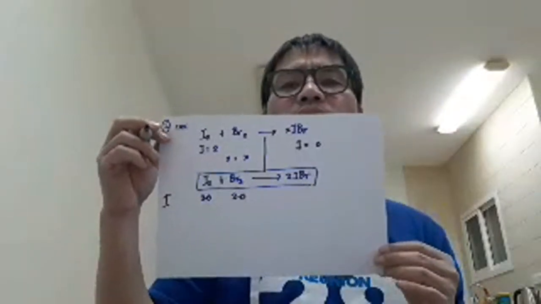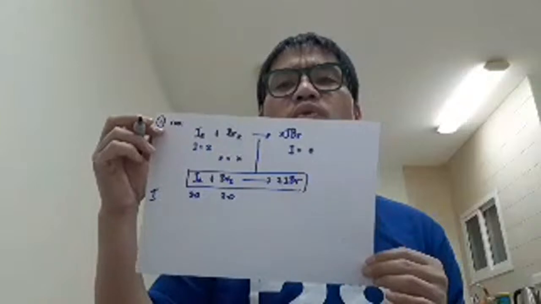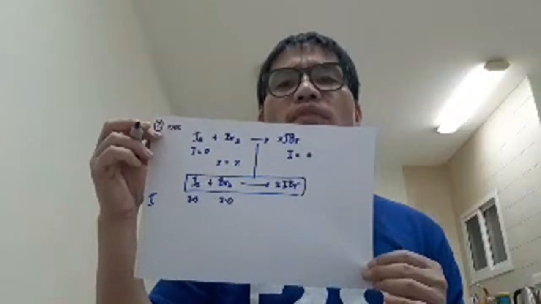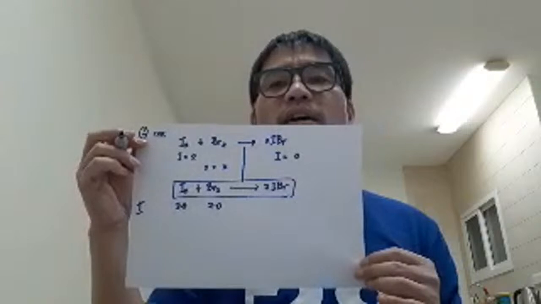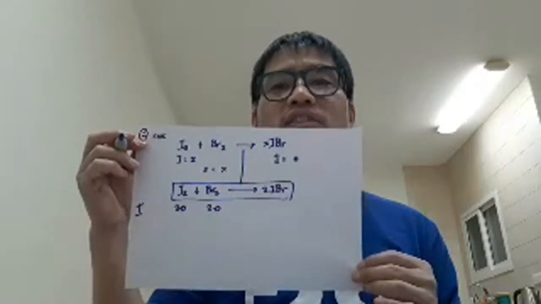If it is not balanced, then it will be a problem in the ICE method. Okay, like this. ICE method, initial, go. I2, it's mentioned that there is 2 molar, so it's 2. Bromine, 2 also. Our IBr is nothing in the initial, so that's 0. So 2 molar each of I2 and Br2, but IBr nothing, so initially 0.